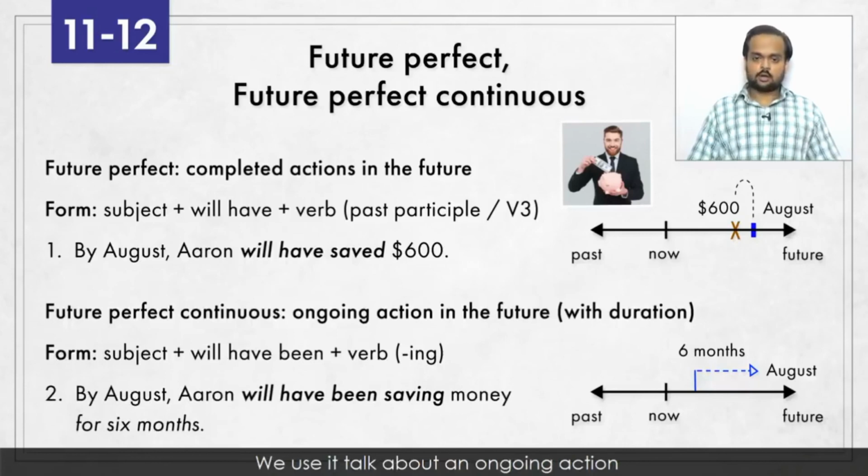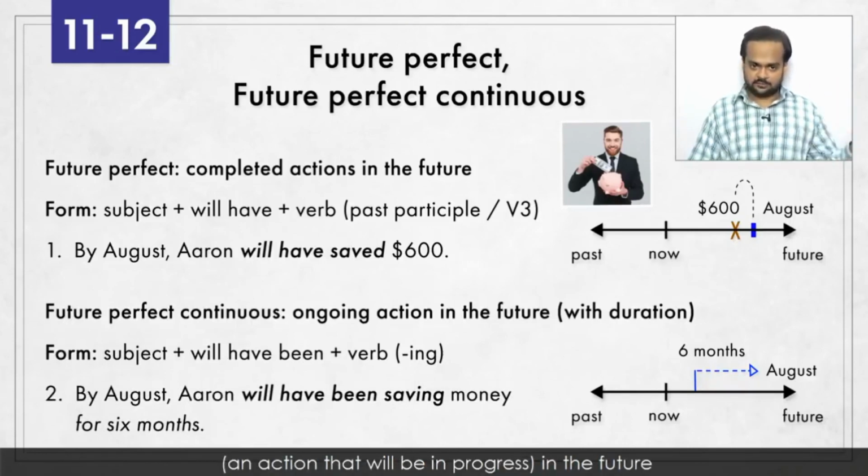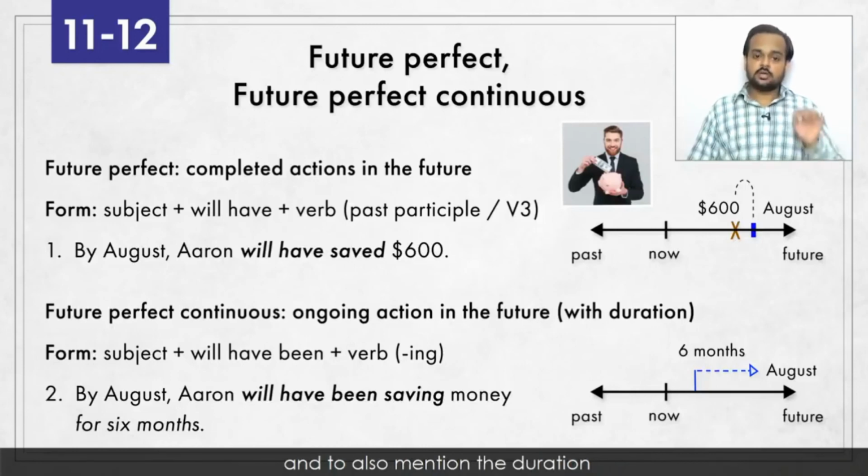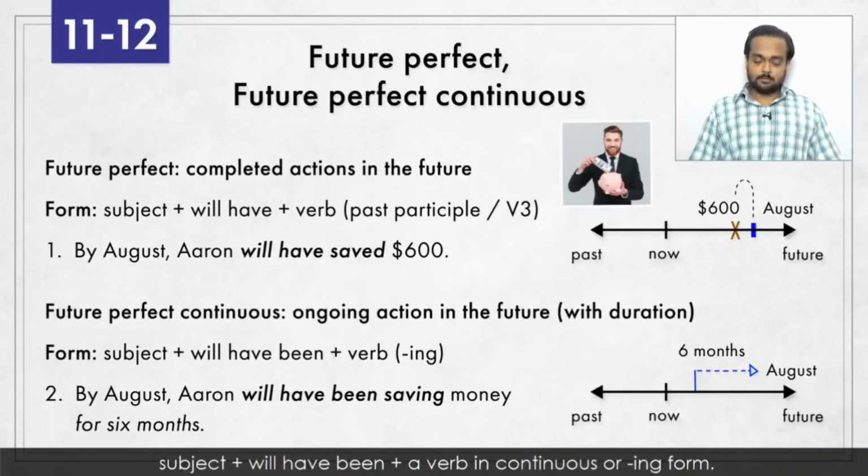This is the future perfect continuous tense. We use it to talk about an ongoing action, an action that will be in progress in the future, and to also mention the duration or the length of that action at a particular time. We make this tense with a subject plus will have been plus a verb in continuous or ing form.